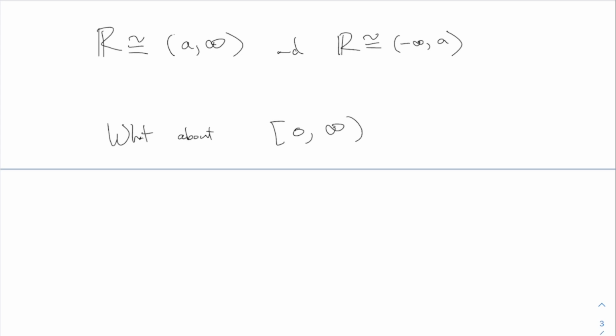Remember, the general way I think of these things is this is a bunch of things in a line, but it doesn't have anything on either end. That's how I think of R in a topological sense. To me, this is different. This is a bunch of things in a line, but it has one endpoint, but not the other one. So actually, it seems like the interval 0 to infinity should be equivalent to one of these.